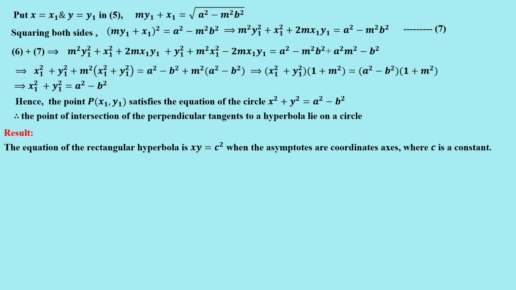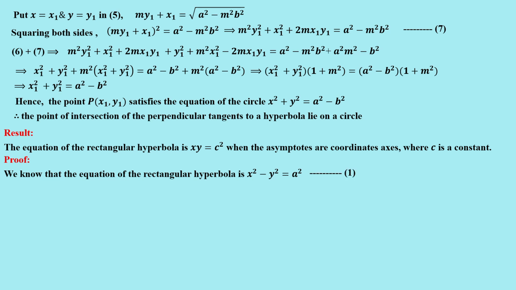Next result: the equation of the rectangular hyperbola is xy equal to c square when the asymptotes are the coordinate axes, where c is a constant. So we know the equation of the rectangular hyperbola is x square minus y square equal to a square, because a is equal to b. We are using that idea. That is equation number 1.